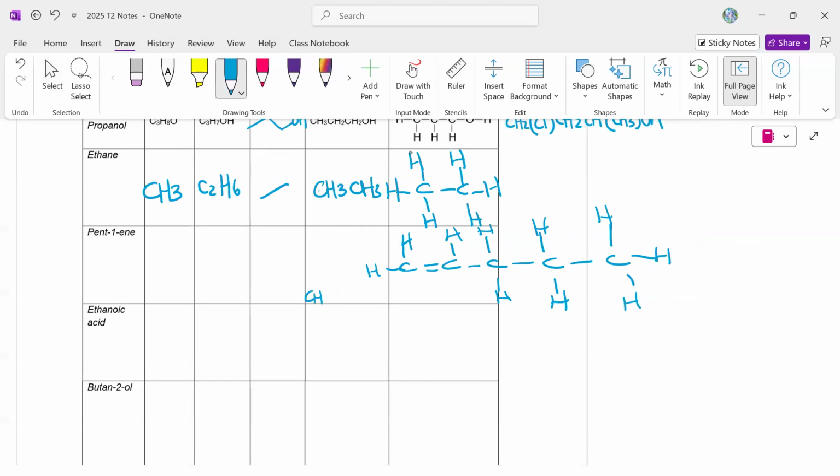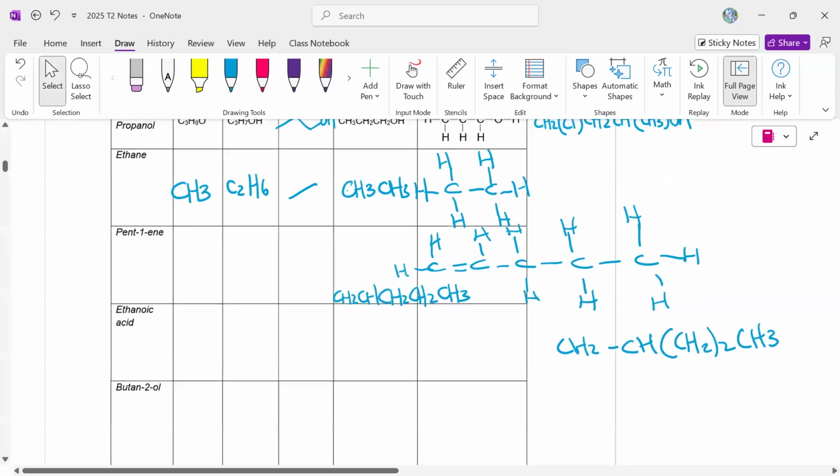I'm reading a CH2, and then a CH, and then a CH2. If I'm lazy, I can put a bracket CH2 bracket 2. But if I don't want that, I can write it out 2 times. Because this CH2 appears 2 times consecutively, I can bracket CH2 twice, and then CH3. But if it's only 2 times, you might as well just write it out. Then the skeletal formula will show 1, 2, 3, 4, 5 carbons.